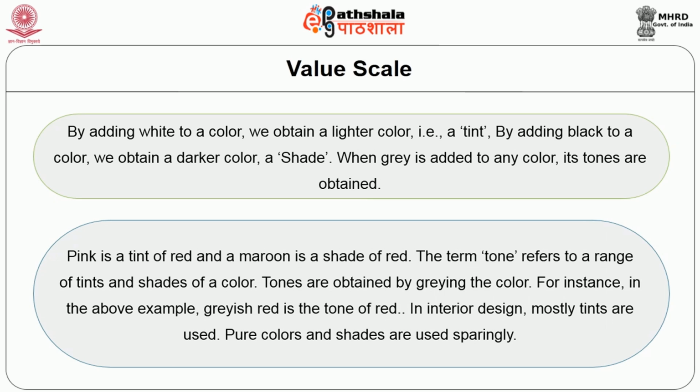Thus, technically speaking, pink is a tint of red and a maroon is a shade of red. The term tone refers to a range of tints and shades of a color. Tones are obtained by graying the color. For instance, in the above example, grayish red is the tone of red. In interior design, mostly tints are used. Pure colors and shades are used sparingly.